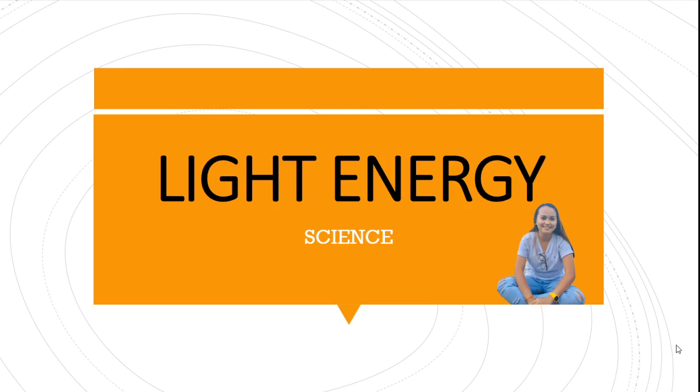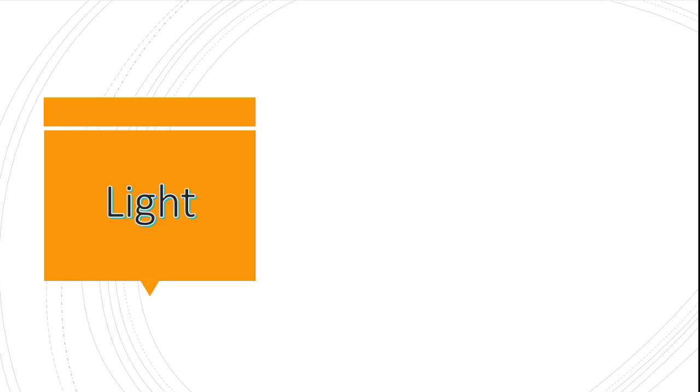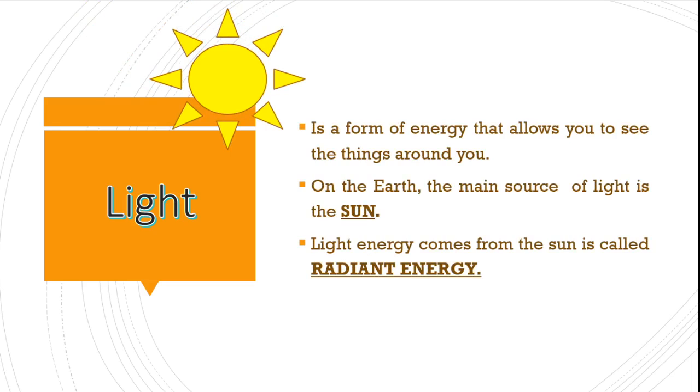It is all about light energy. Light is a form of energy that allows you to see the things around you. On the earth, the main source of light is the sun. Light energy that comes from the sun is called radiant energy.